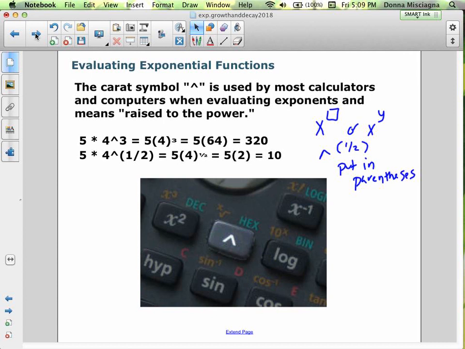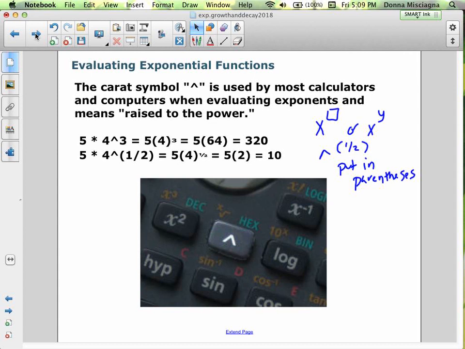This is just a little help for you in your calculator, just in case you have questions. The caret symbol is generally used by most calculators and computers when evaluating exponents, and it means raised to the power. So if I have 5 times 4 caret 3, that means 4 is raised to the third power, and then it multiplies by 5. The calculator will do that in the correct order. It will raise 4 to the third power first, which gives you 64, and then multiply by 5. It will not make a mistake and raise 20 to the third power, as students sometimes do. The calculator knows the correct order of operations.